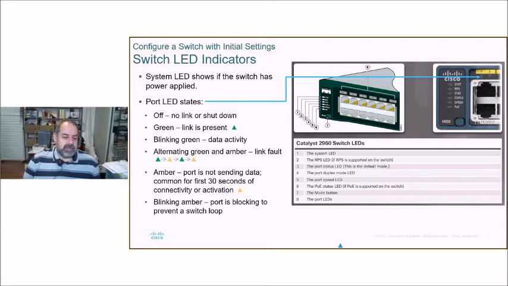If it's amber, that often means it is going through spanning tree protocol, which we'll talk about in CCNA 3. If it's solid, it means it's not sending, and then blinking means it's trying to prevent a switching loop, which is what STP is all about.